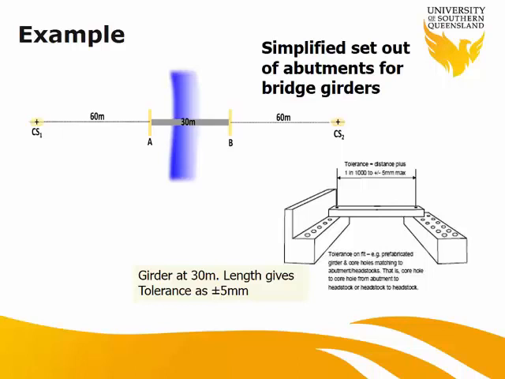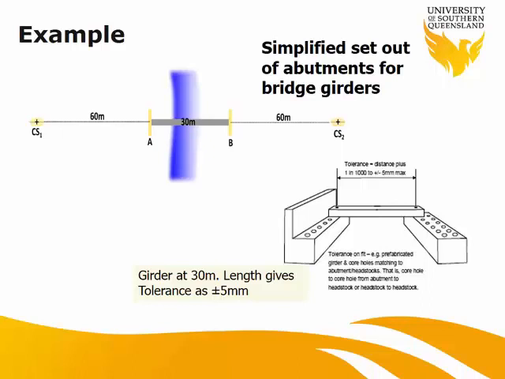Good. So in this bit, I want to show you an example of setting out an abutment for bridge girders. Let's have a look at this example and see what the problem is and how we're going to fix it.